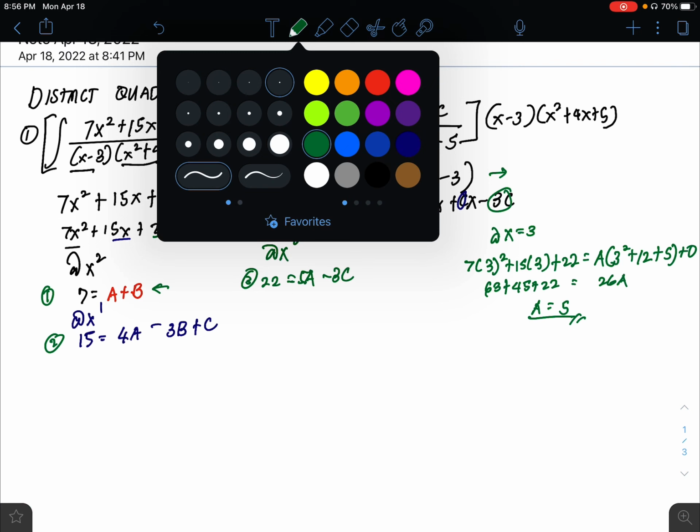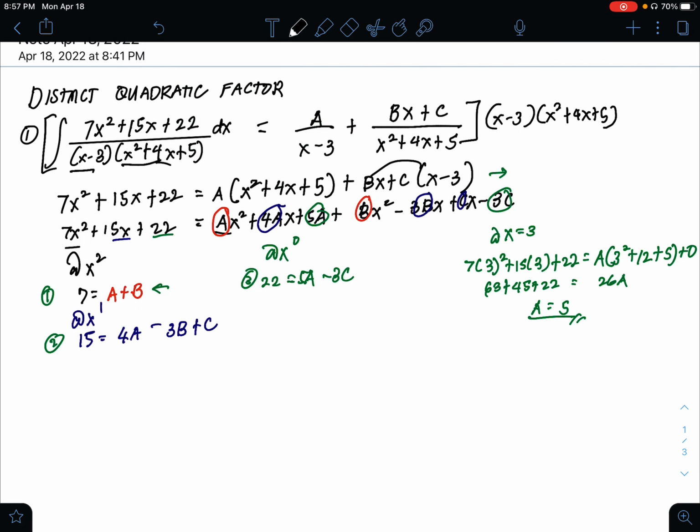Underline natin para di tayo malito later. So 7 is equal to 5 plus B. So B natin is 2, right? 7 minus 5. So we have B. Underline natin. So we have A, we have B, so we can get C here or here, any of the following. So pwede natin gawin, kunin natin si C dito na lang para mas madali, right?